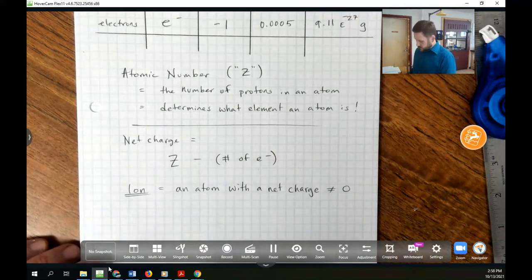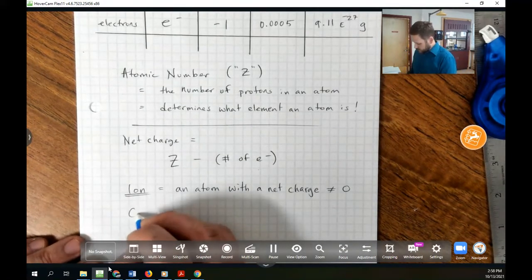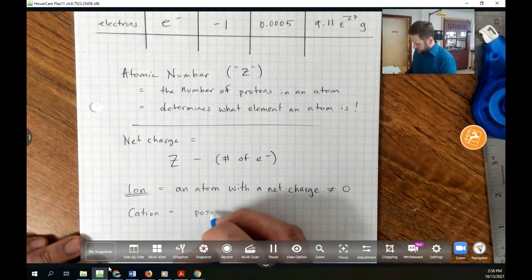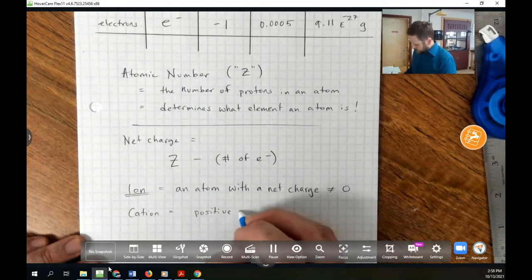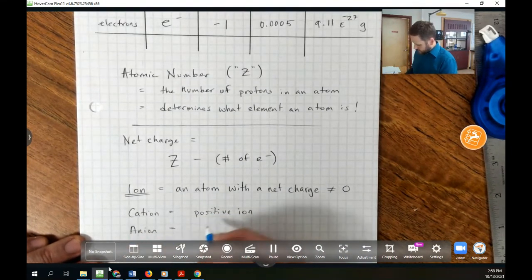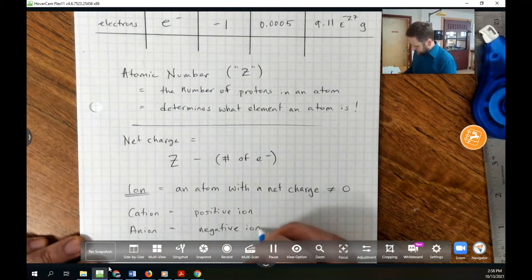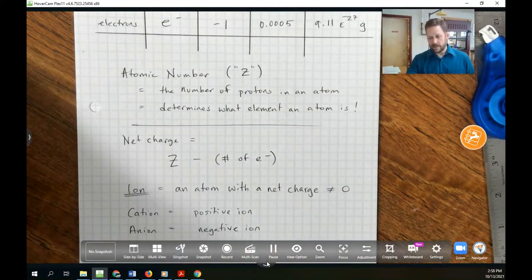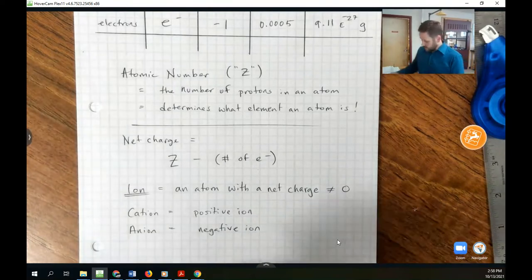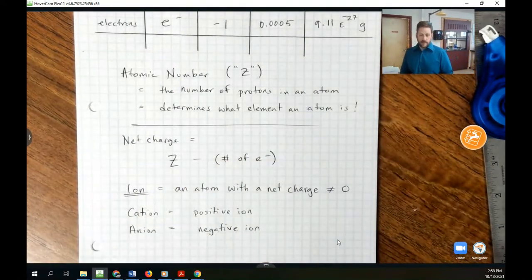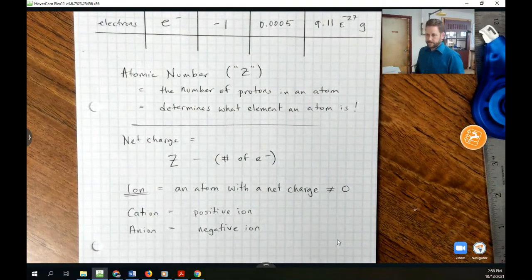And there are 2 types of ion that we're going to consider. Cations, which are positive ions, and anions, which are negative ions. Perhaps this is easy to remember if you notice that the word cation has the letter T in it, and the letter T looks like a plus. Cations are positive ions, anions are negative ions.